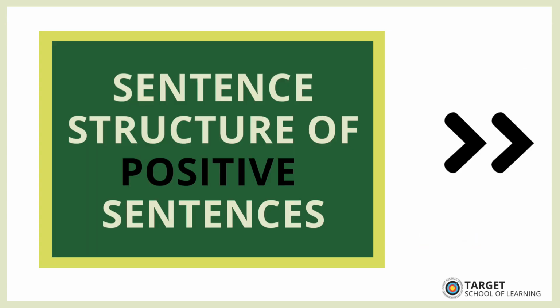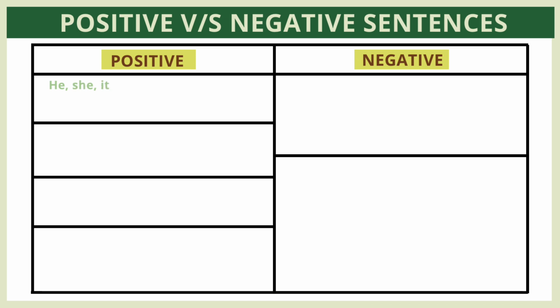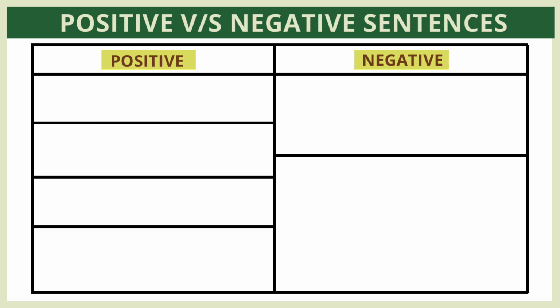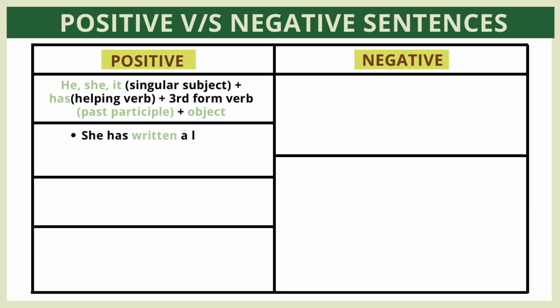Let's form positive sentences or statements now. Before that, it's important to know the sentence structure for it. He, she, it, singular subject, to be followed by helping verb has plus verb's third form, that is past participle, and the object at the end. For instance, she has written a letter. Written here is the past participle form of write. He has caught a fish. Caught is the past participle form of catch. It has drunk milk. Drunk is the past participle form of drink.